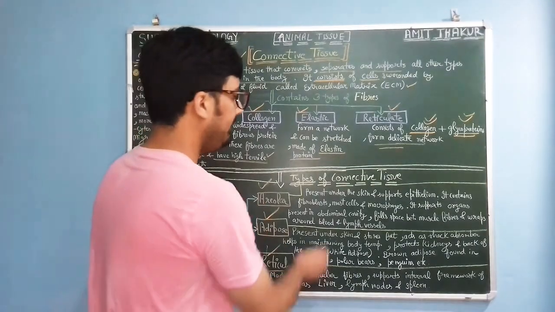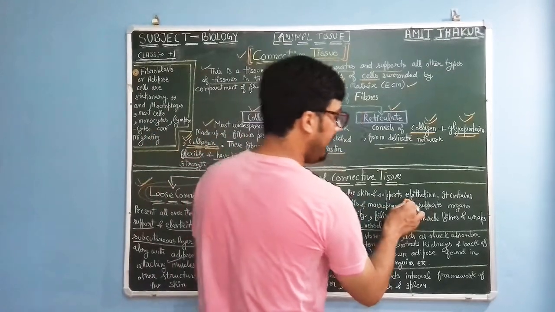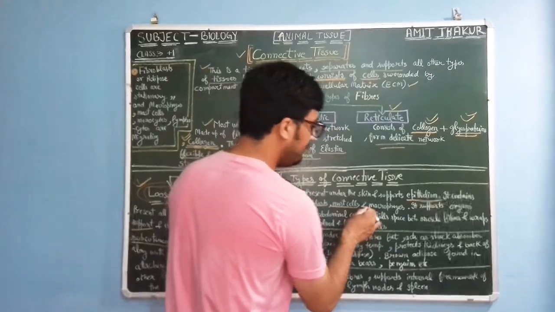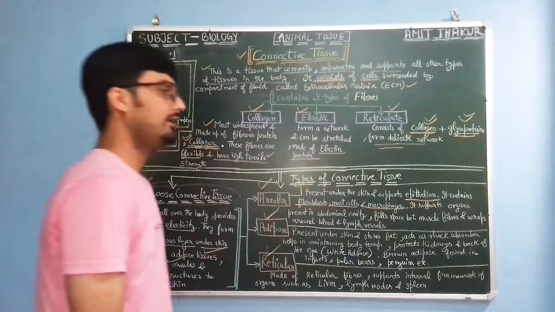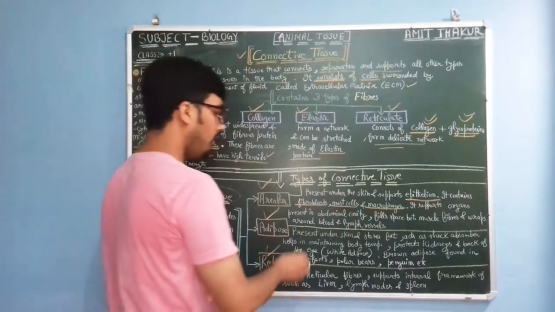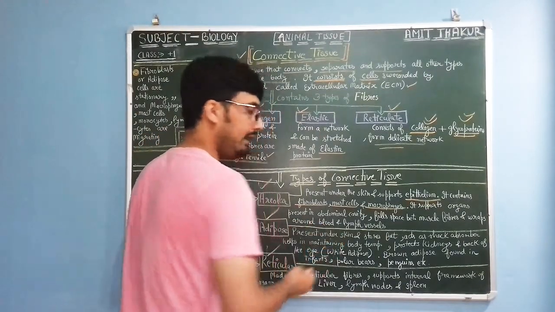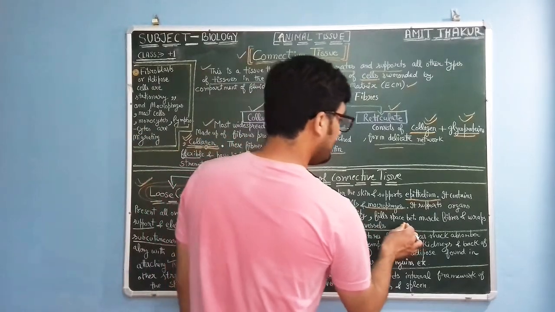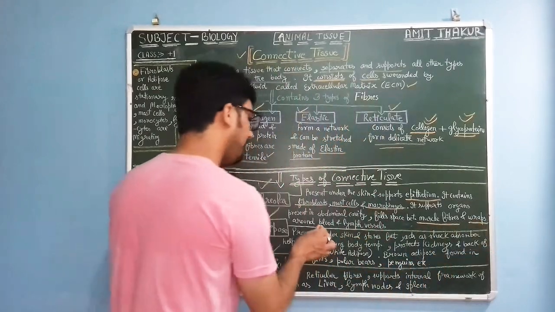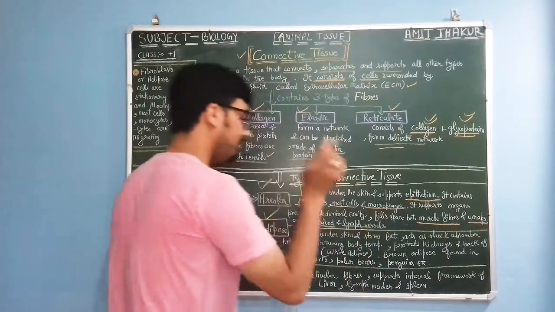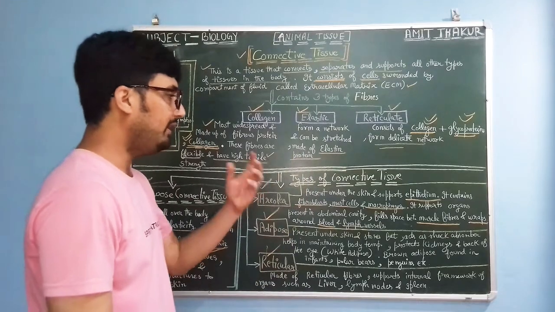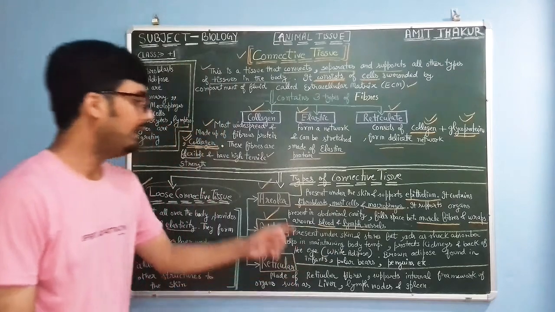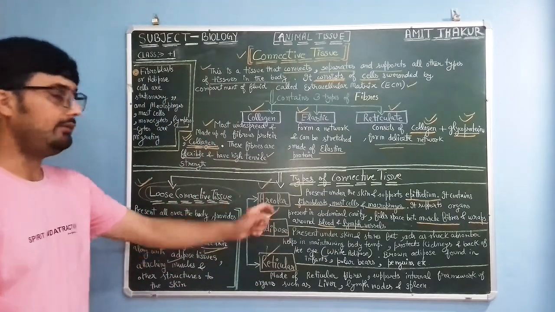Areolar is present under the skin and supports epithelium. It contains fibroblasts, mast cells, macrophages, etc. It supports organs present in the abdominal cavity, fills space between muscle fibers and wraps around blood and lymph vessels. ये बड़ा important है. पूछेगा कि which connective tissue wraps around blood and lymph vessels? That is areolar type of loose connective tissue.